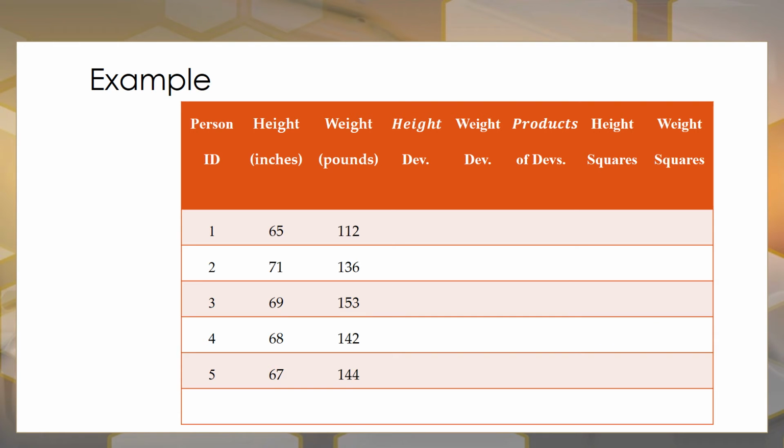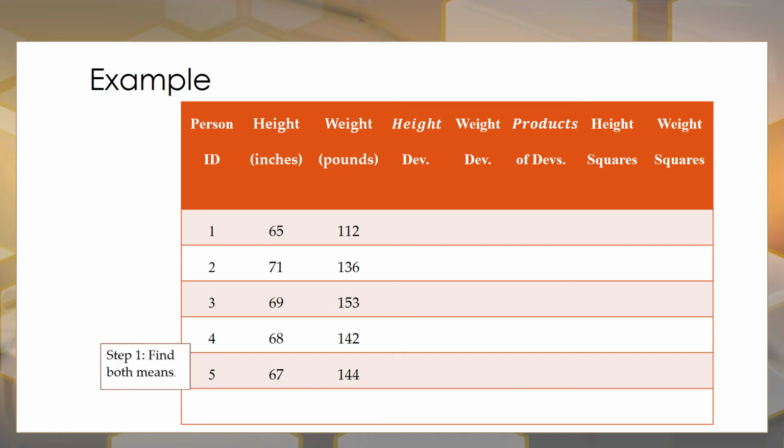Now I'm going to go over an example of how to get the Pearson correlation. And we're going to do it for the sample data. So we have an N of 5, we have 5 people, and we have their height and weight. So person 1 has a height of 65 and a weight of 112. Person 2 has a height of 71 and a weight of 136, and so on. You can see this data. So this data is paired by person.